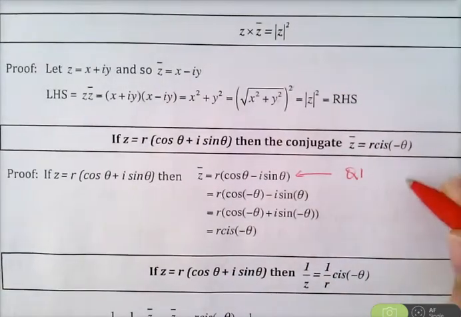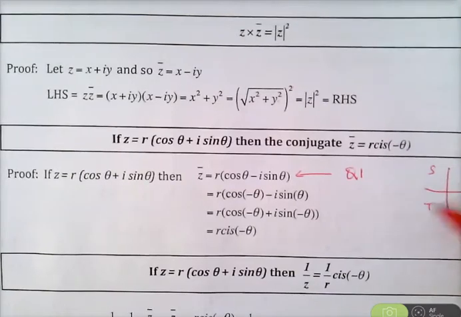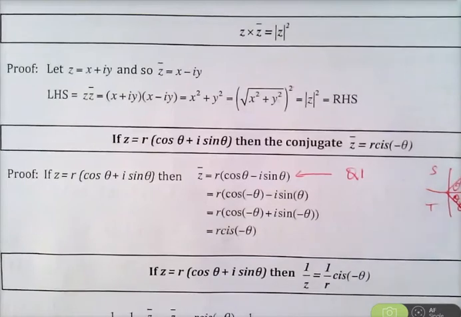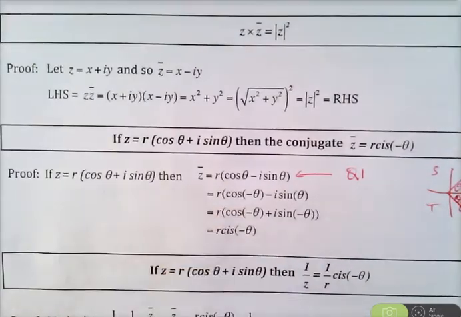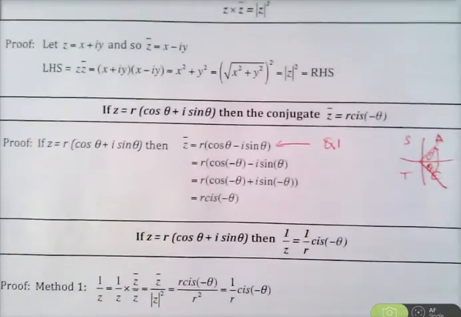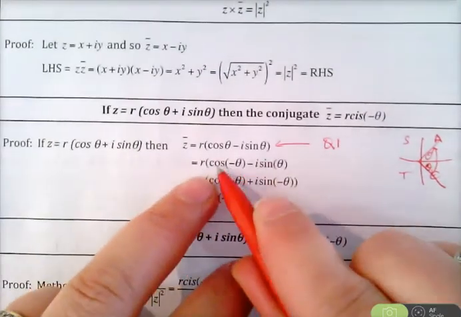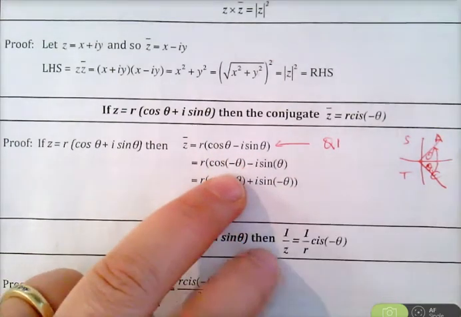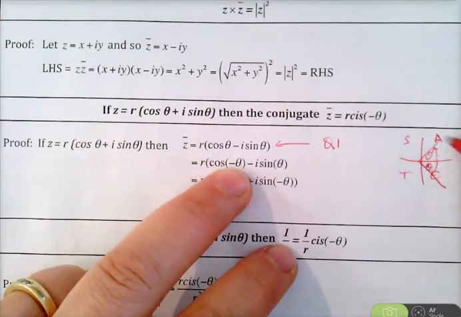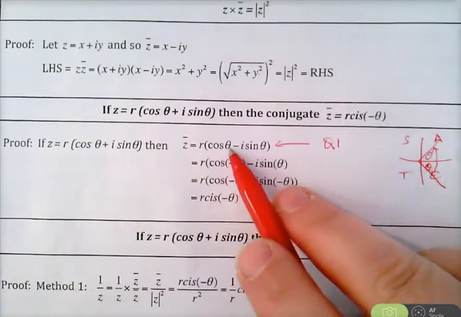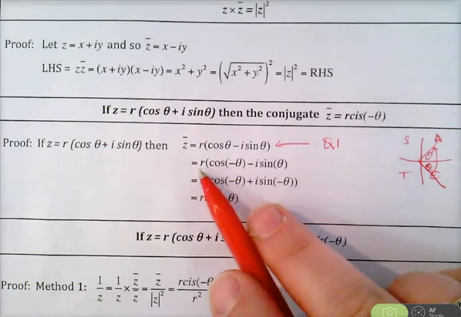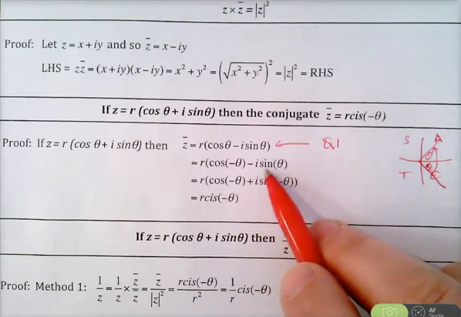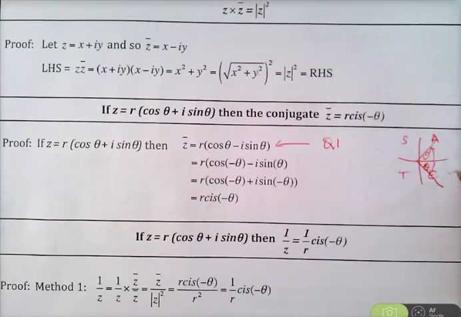Now we know, from all stations to central, that cos of theta is the same as cos of minus theta. So in quadrant 4, we can say that cos theta is the same as cos of minus theta because in quadrant 1 and quadrant 4, cos is positive. So we're just replacing the theta here with a minus theta. So therefore that equals cos of minus theta, but we're just keeping this the same, minus i times sine of theta, because we know that sine is negative in quadrant 4.